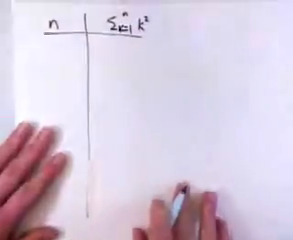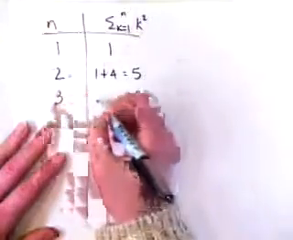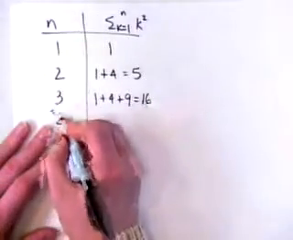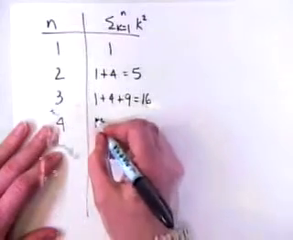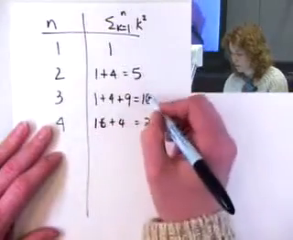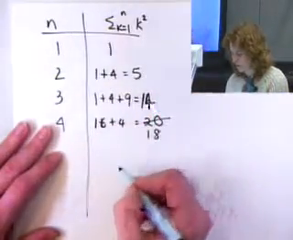So if we have n here, and the summation k equals 1 up to n of k squared, we'll figure out what that is. Okay, so where n equals 1, that's just 1. Where n is 2, that's 1 plus 4 is 5. For 3, that's 1 plus 4 plus 9, which is 14. You're right. And then if I add 16, it's 30.